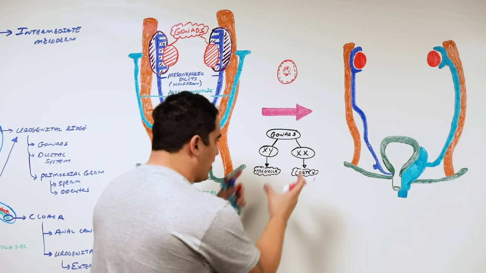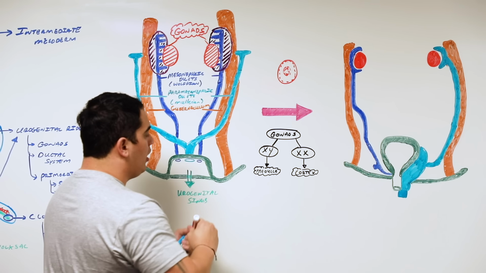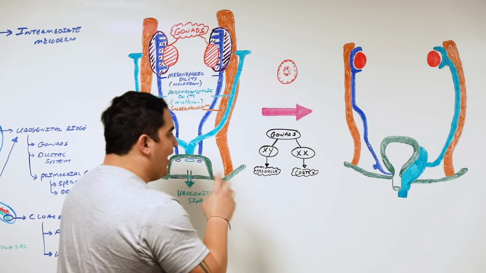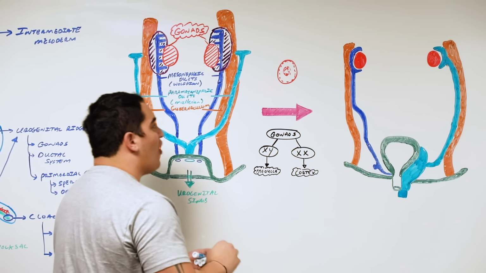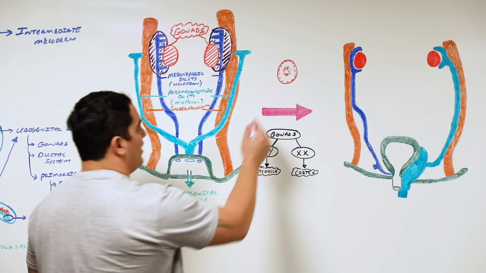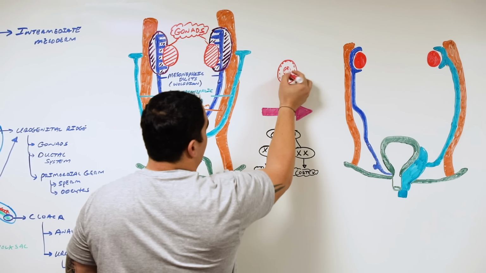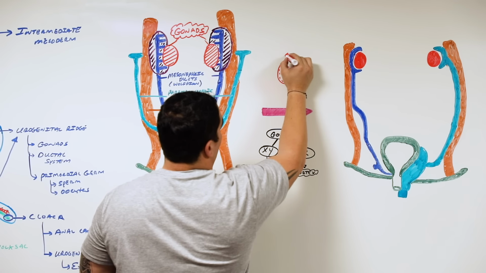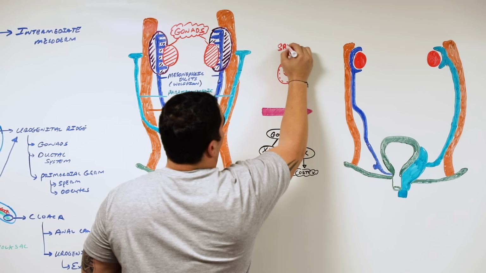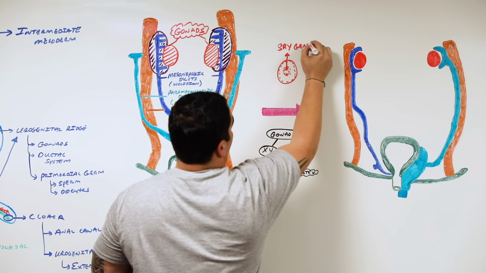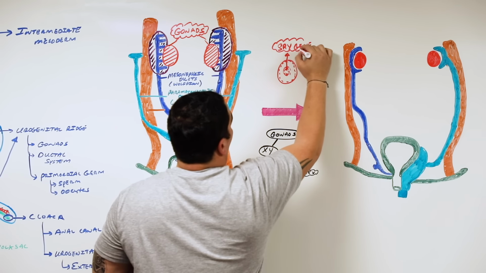Okay, so now we understand that. Let's talk about how we start leading to this differentiation. There's a special gene, and this gene is called the SRY gene. Let's write that down. This gene starts being expressed on the XY chromosome, particularly the Y chromosome, and it is called the SRY gene. Very important gene.